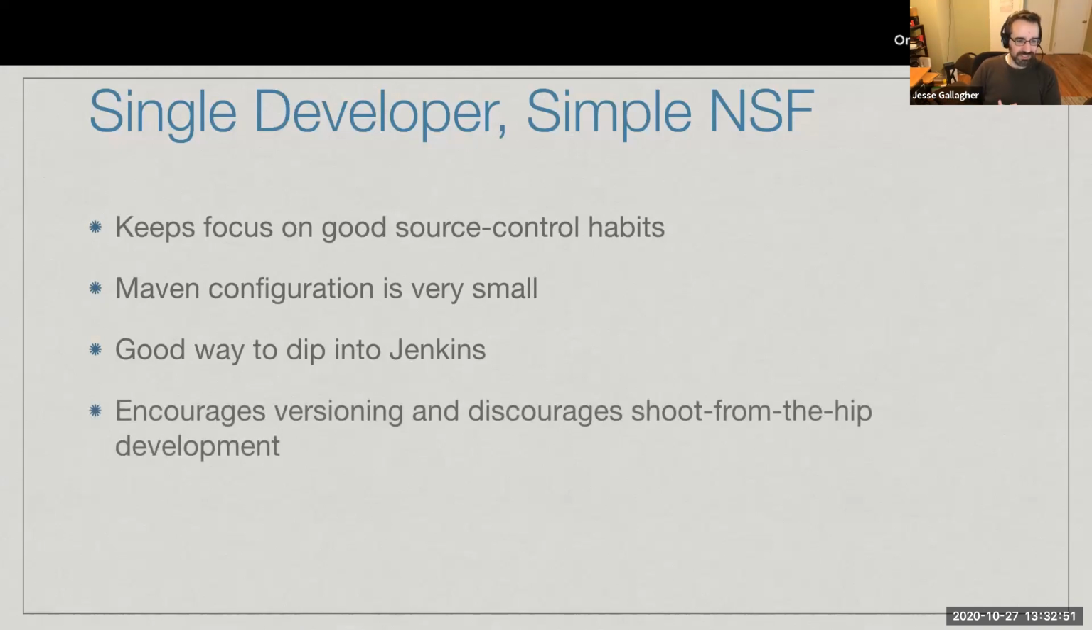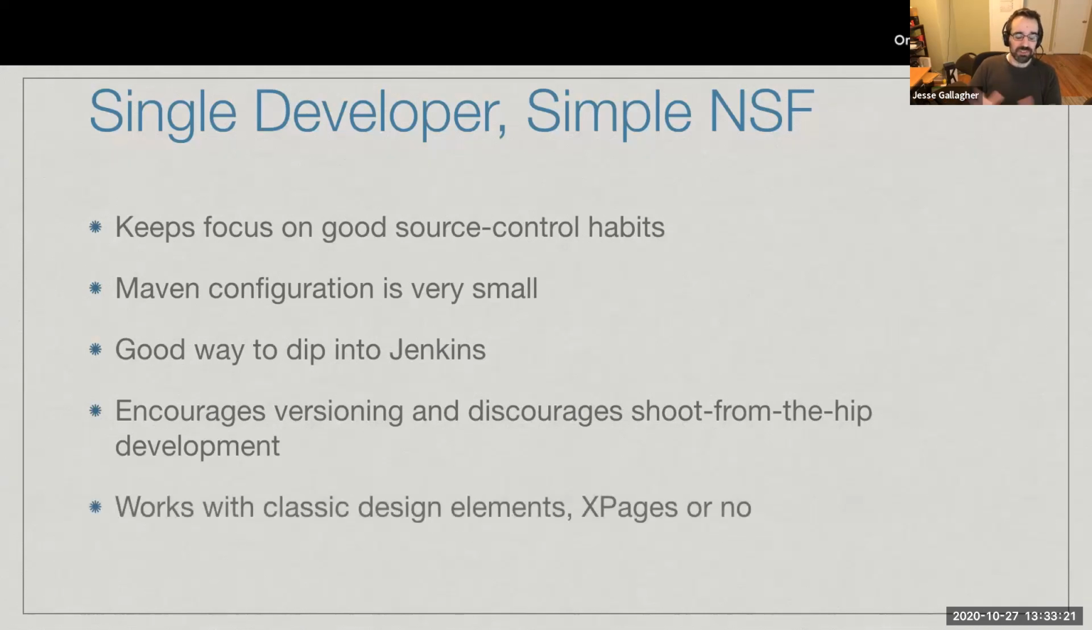Similar to keeping focus on good source control habits, it encourages versioning and discourages shoot-from-the-hip development. Rather than saying the NSF is whatever it is now, you'll say this is version 1.0.1 of the NSF, this is 1.0.2 of the NSF, and these are the changes. You can see them in source control. You can have these versions, and you can see when it was built. You don't technically have to do all of this. You don't have to have good habits, but this encourages good habits.